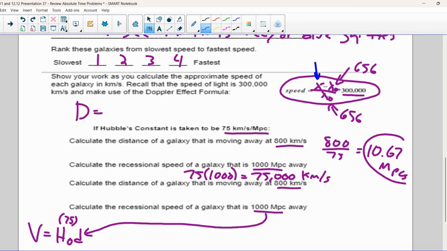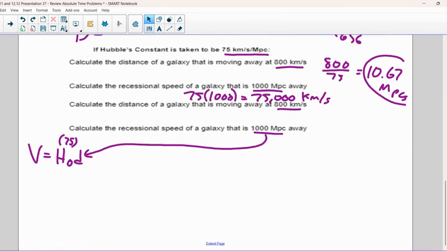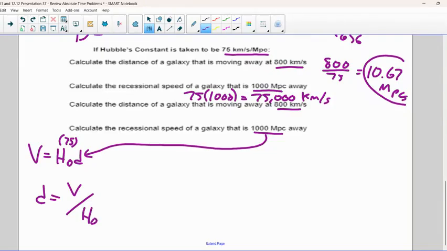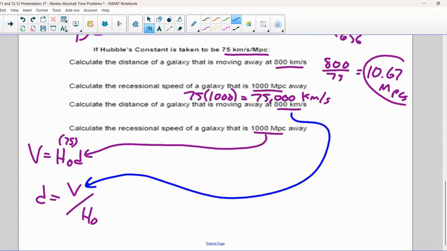And then if I'm trying to find distance, I can move this out of the way. I can rewrite this formula. So if I'm solving for distance, I'm going to have distance equals velocity divided by Hubble's constant. And so whatever velocity I give you, here I would just plug it in right there and divide that number by 75. And that will give me the distance in megaparsecs. So sorry about messing up these numbers here, but hopefully that makes sense.